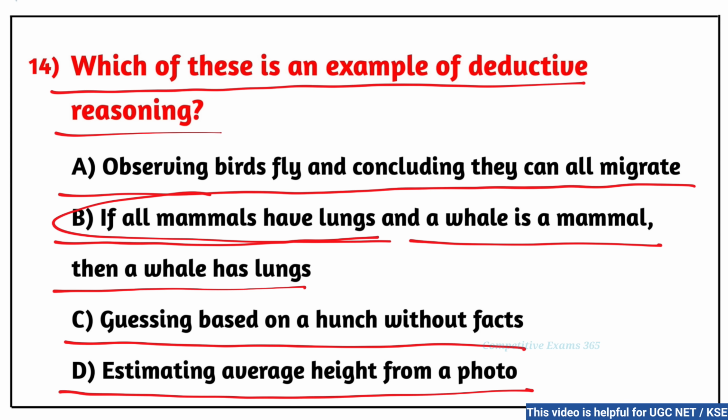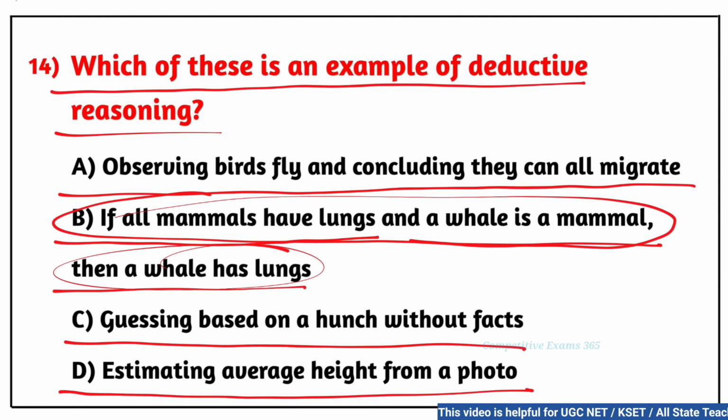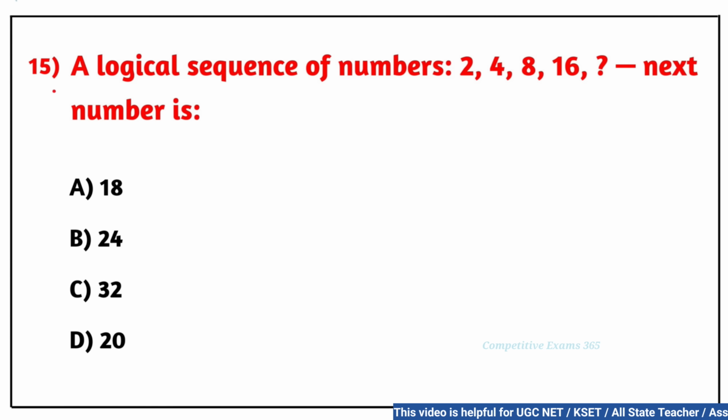Option B, if all mammals have lungs and a whale is a mammal, then a whale has lungs. It is the correct answer.